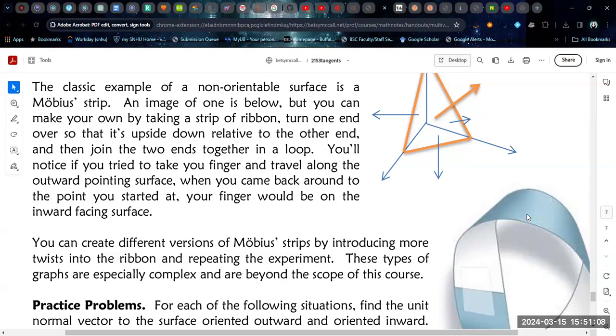So this non-orientable surface will create problems for doing surface integrals, and that's bad. But all of the problems that we generally work with in multivariable calculus are orientable surfaces, and there is a way to specify either inward or outward or upward or downward as needed for the given problem.